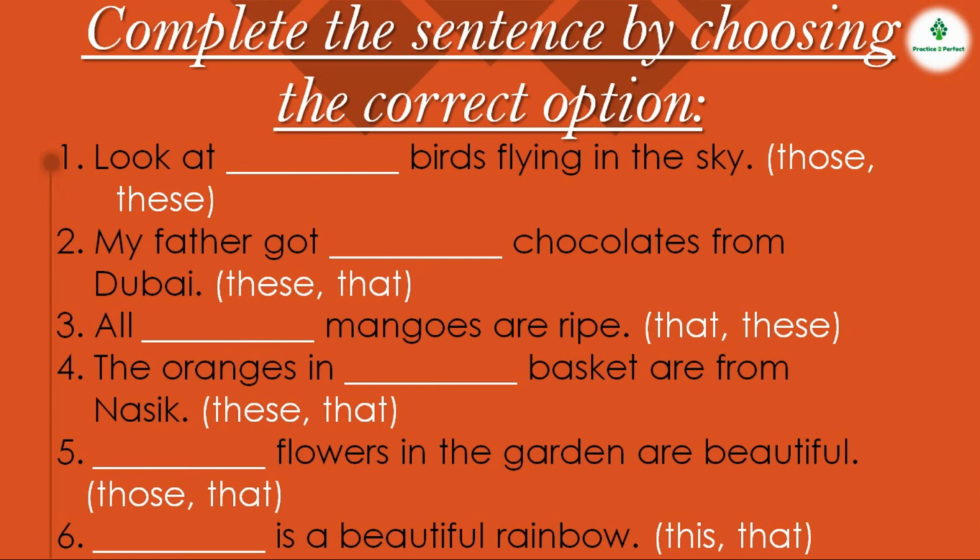Now, the birds flying in the sky indicates that the birds are far from us. And the second thing here is that the birds are plural. So, you will use the word those and not these, because those is used for plural things which are far from us. So the sentence becomes, look at those birds flying in the sky.